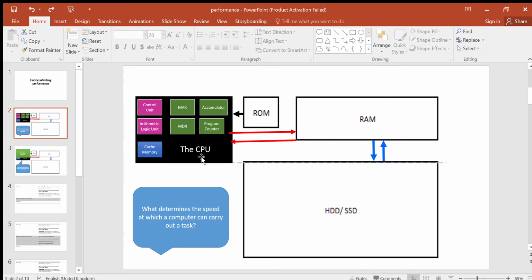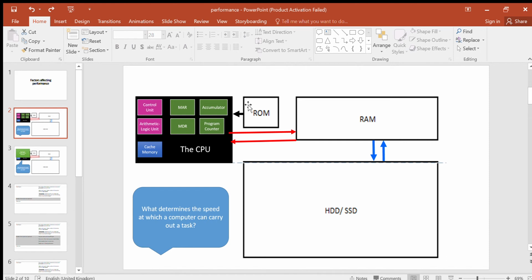So we've got the CPU. Now that's responsible for the fetch, decode, execute cycle, and that is your tasks being completed, whether that's opening a program, coding a program, whatever it is, the CPU will be allowing that to happen. So that has a big impact on the speed of our computer. So we'll have a look at how exactly in a sec.